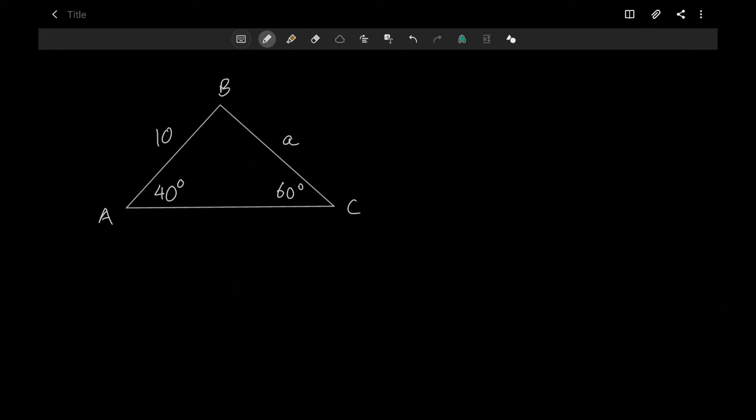In this example, you're asked to find the length a when you've been given two angles and the length of one side. So let's plug these numbers into the sine rule. We know that the length a over sine of 40 will be equal to the length AB, which is 10, over sine 60.